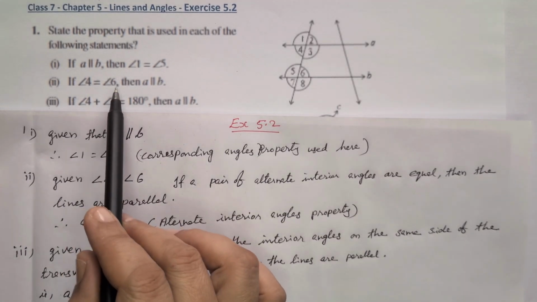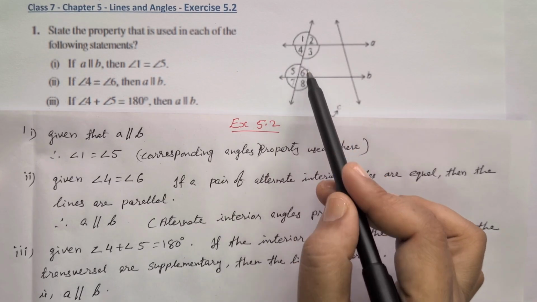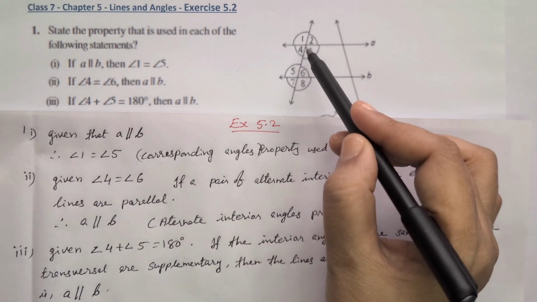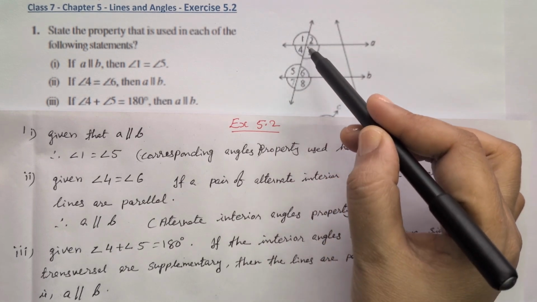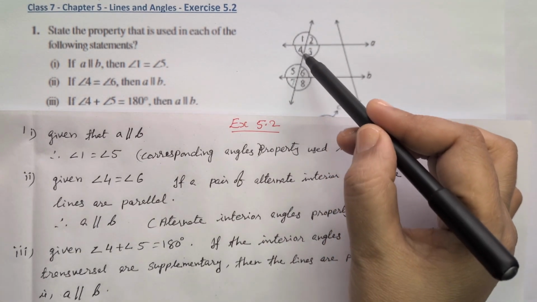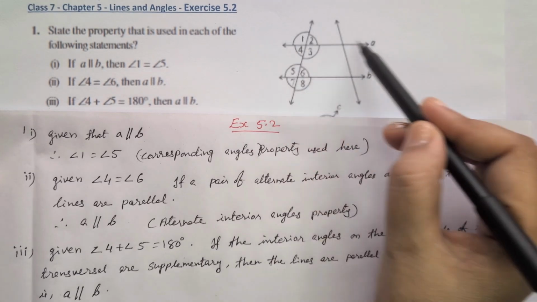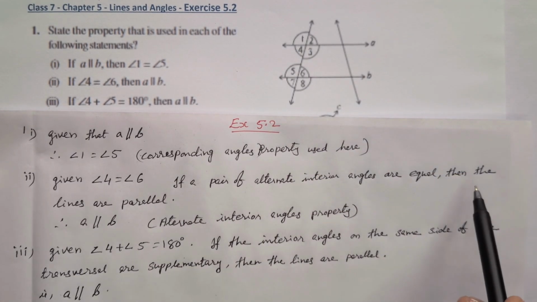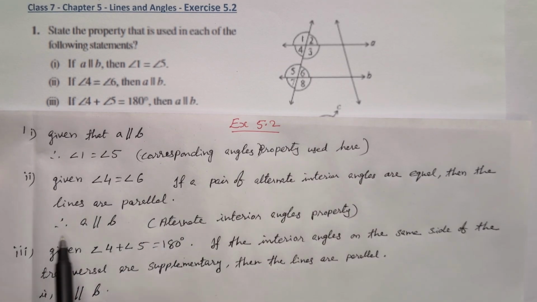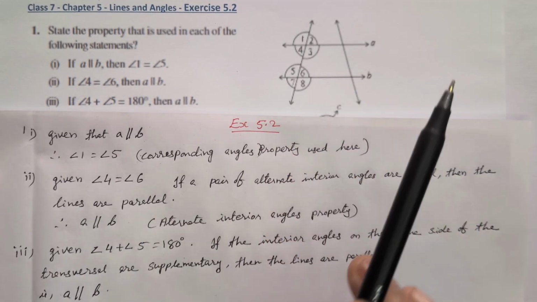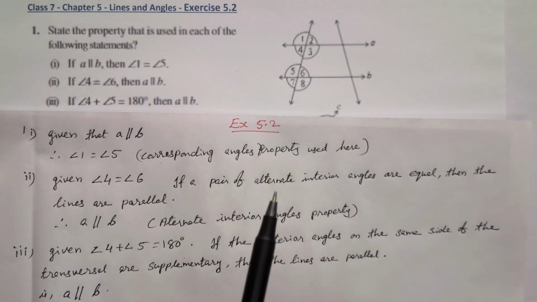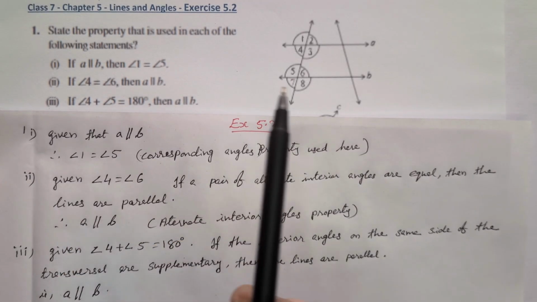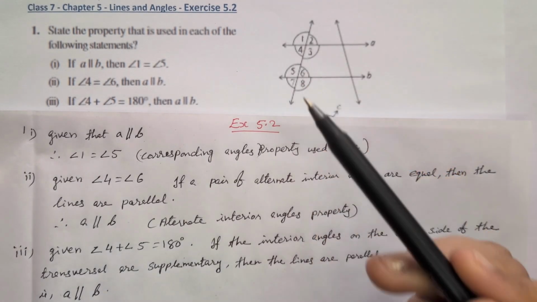Next, angle 4 is equal to angle 6, that is given. We know that here they are alternate interior angles. If the alternate interior angles are equal, then the lines will be parallel. So we can write: if a pair of alternate interior angles are equal, then the lines are parallel. Therefore, A is parallel to B. Alternate interior angle property.